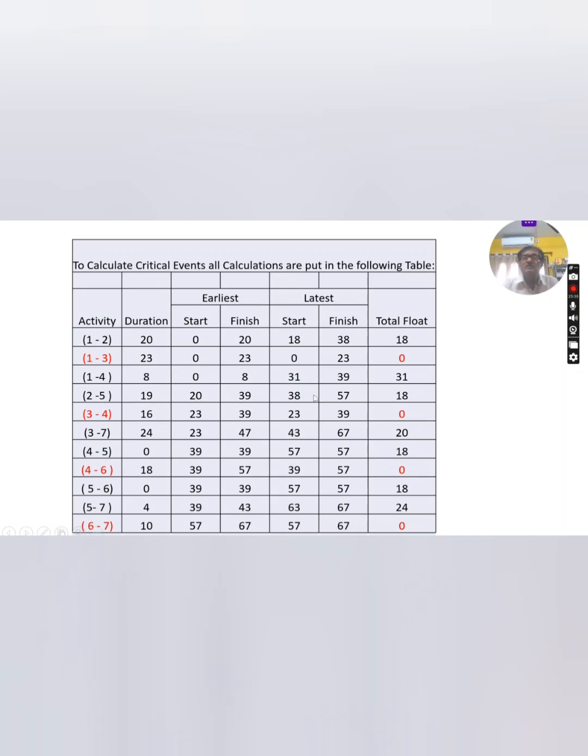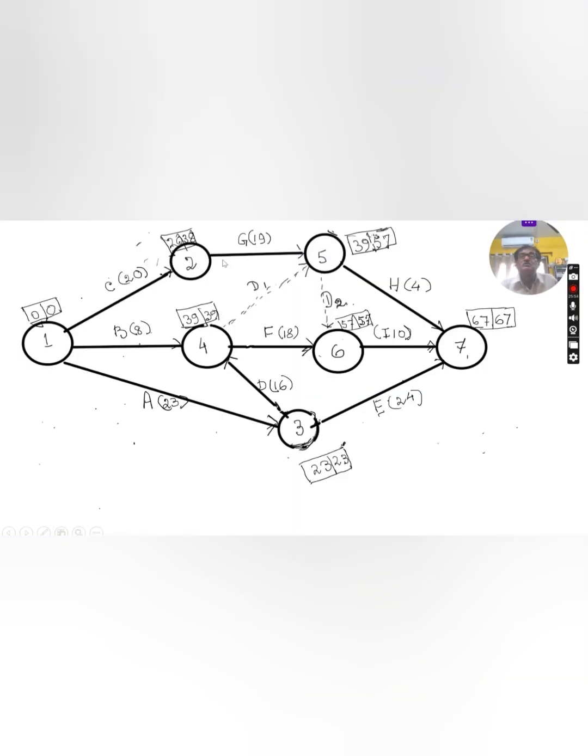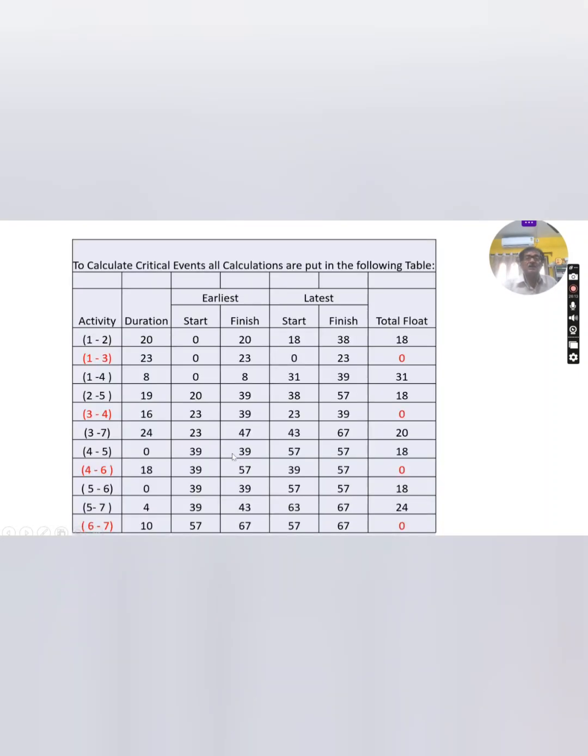For activity 2-5, the earliest start time is 20 and the latest finish time is 57. Oh, sorry, this is 2-5. The earliest start time is 20 and the latest finish time is 57. You can check any other.